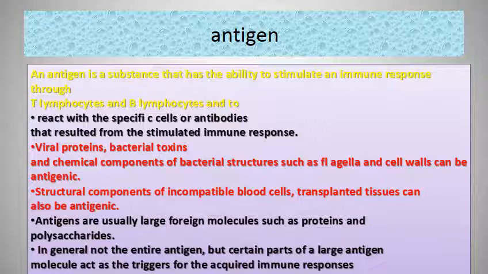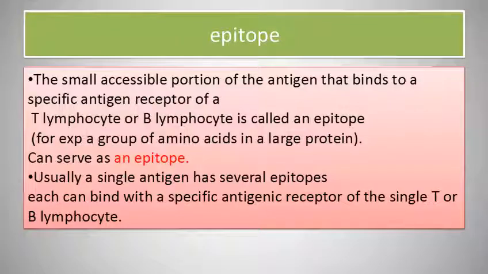Okay. So in this slide you have to know what an antigen is. It is a substance which has the ability to stimulate an immune response through the T lymphocytes and B lymphocytes and react with the specific antibodies and cells which have resulted from this immune response, the different types of antigens, and the chemical composition of these antigens. And only a part of the antigen can stimulate an immune response, no need of the entire antigen. So then we can go to the next slide. So that is clear.